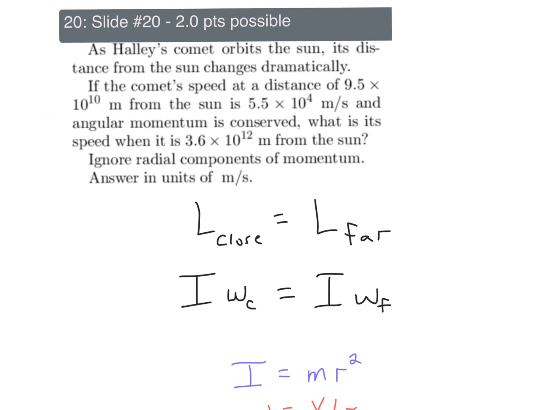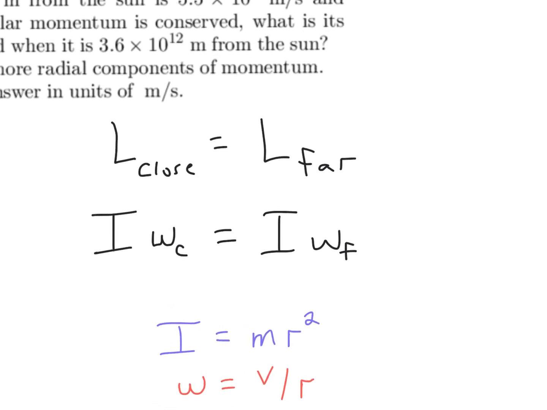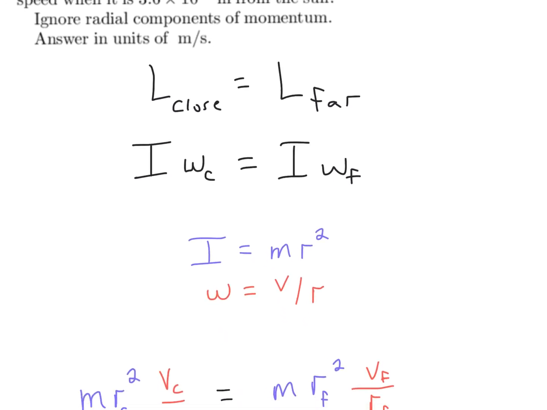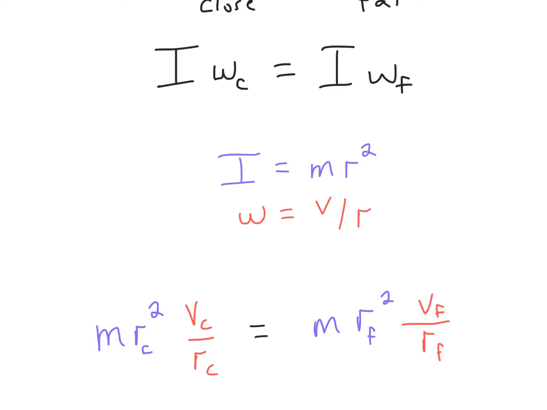We'll expand that a little bit further because we know the equation for I, for its moment of inertia, is just mr squared since it's a point mass. And our equation for omega, for the angular speed, is its velocity over the radius. So we're going to go ahead and substitute that in for both sides. And it's going to get a little bit messy, but it's a straightforward substitution.